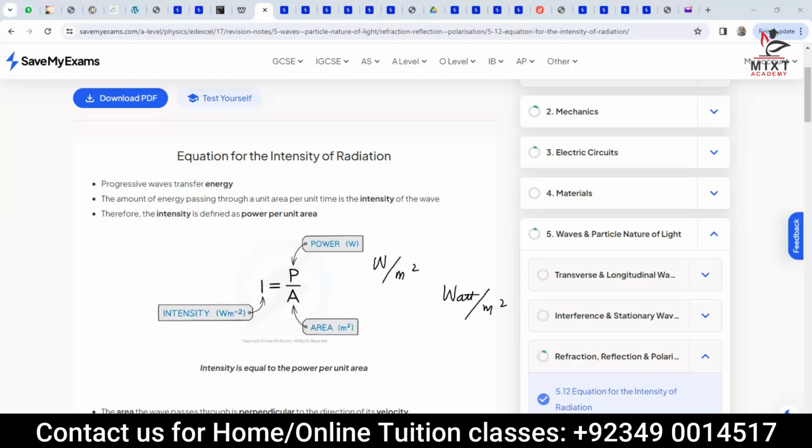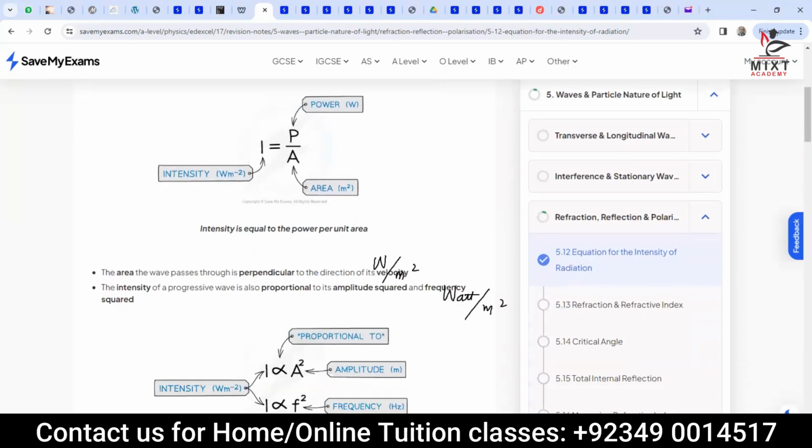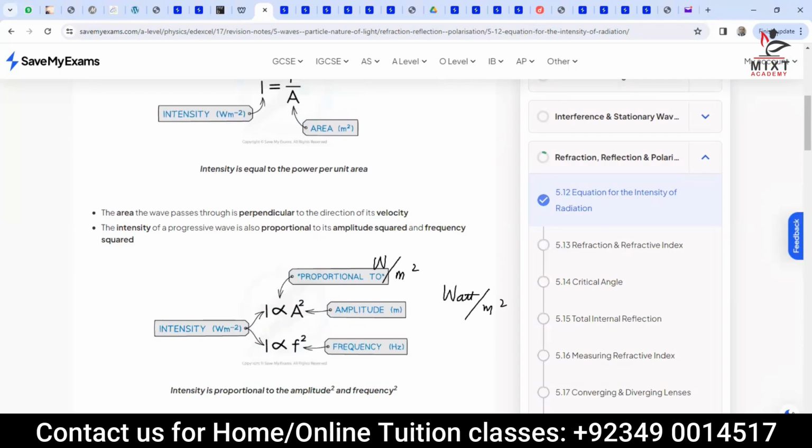Now, a very interesting fact about these things. The area the wave is passing through is perpendicular to the direction of velocity. Remember that the area should always be perpendicular, because if it is not perpendicular, no wave will pass through. The intensity of a progressive wave is also proportional to its amplitude square and frequency square. Intensity is directly proportional to the square of the amplitude and the square of the frequency.